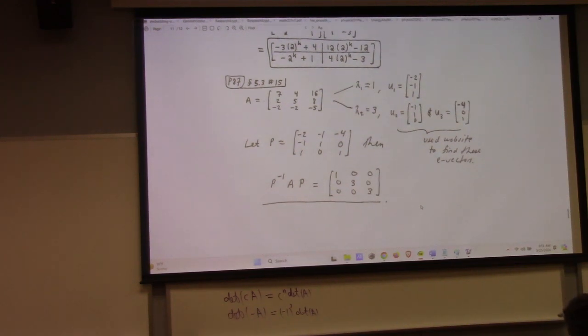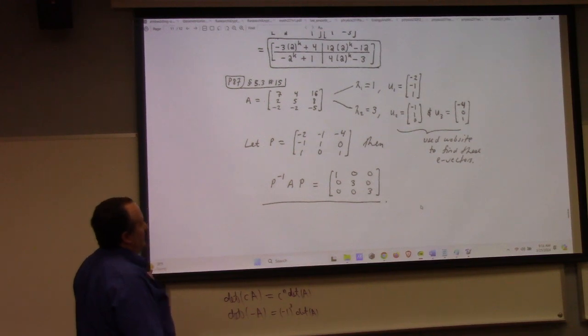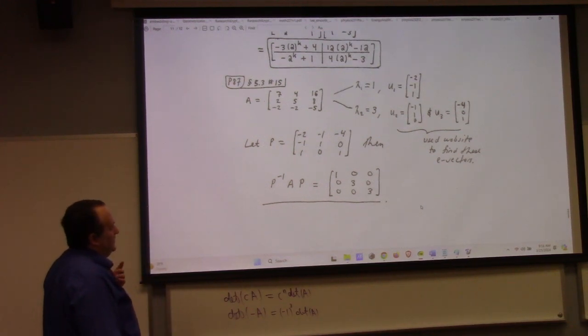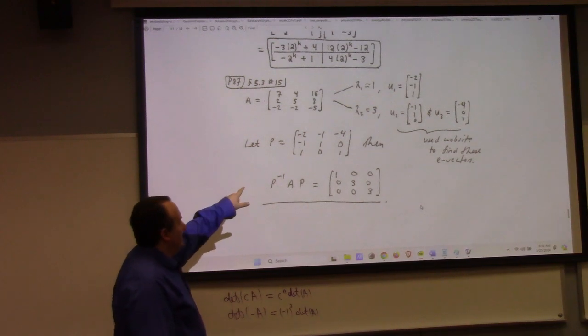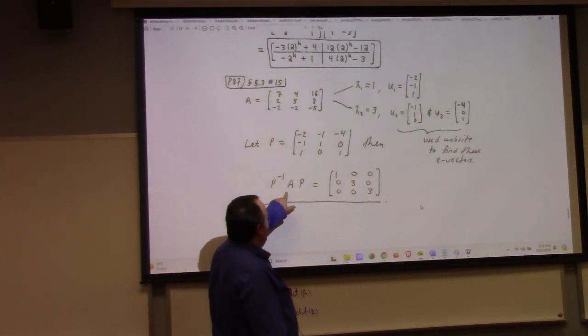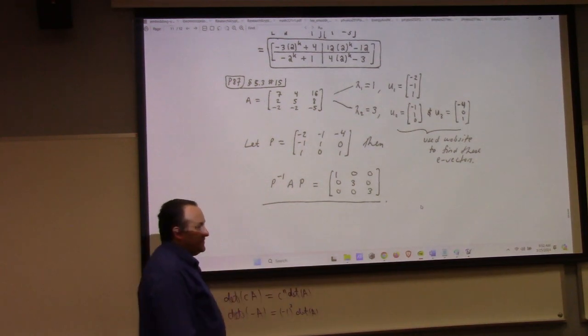Let's see here. I'm trying to remember what they told us. Oh, I was just supposed to diagonalize A. That was the instructions. So I plugged the matrix into the website. I found that the eigenvalues were 1 and 3 repeated, and those are the eigenvectors. So I take those, I put them in a matrix, I do P inverse AP, and what pops out is that. That's how you diagonalize.